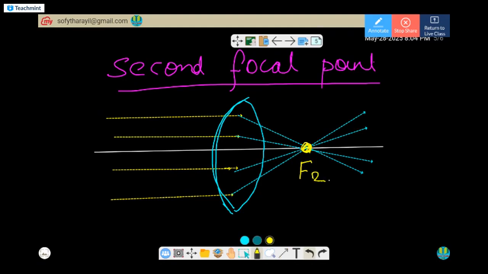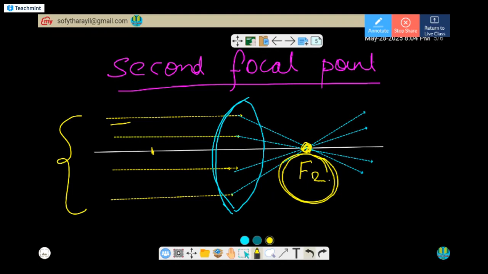So for convex lens, the second focal point will lie on the right side. How you decide that? Rays have to be parallel to the principal axis, okay? The yellow rays which are coming from the left side, they're parallel to the principal axis, that's your white line. Such that when they hit onto the lens, they will get diverted, that is, they will get refracted, and they will come to a common point. And that common point will be considered as your second focal point for convex lens.